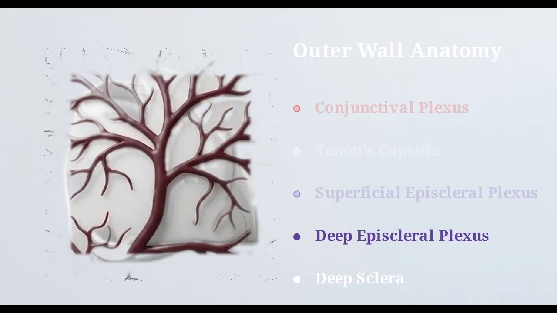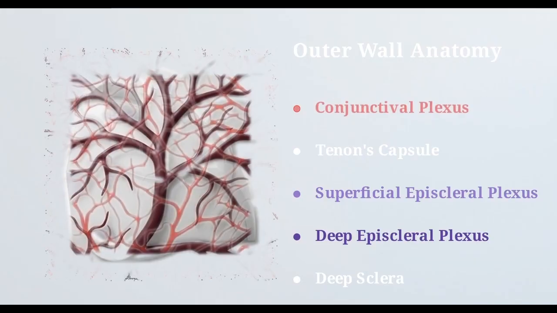This is a fixed, immobile network of vessels that provides the primary nutritional supply to the scleral stroma. Layered above that is the superficial episcleral plexus. These vessels arrange themselves in a distinct radiating pattern and maintain a slight degree of physical mobility over the deeper structures. Separating these episcleral vessels from the surface is Tennant's capsule. This translucent fascial membrane encases the globe and acts as a critical anatomical barrier.